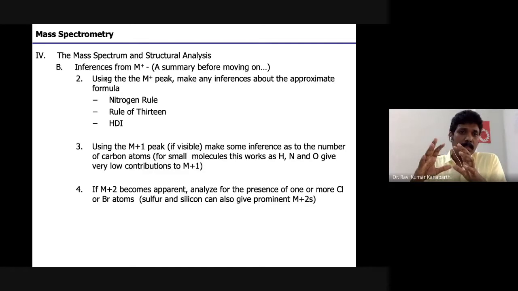However, nitrogen is the exception. Nitrogen doesn't form that way. Okay, so the nitrogen nominal mass, basically atomic mass, is 14, but it forms 3 bonds. So the rule actually arises because of this particular uniqueness of nitrogen. Okay, that is the nitrogen rule.